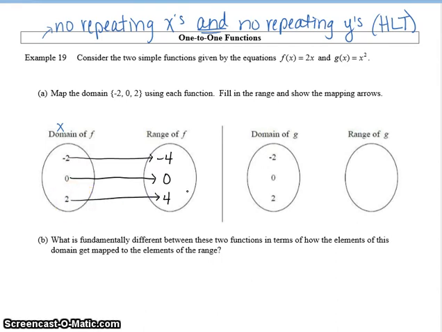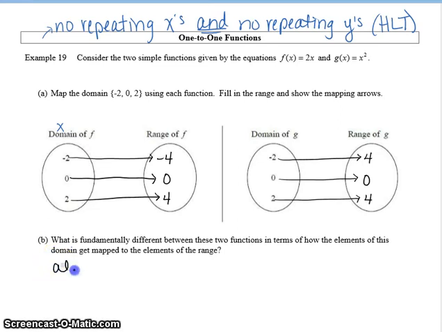You can do the same thing for the g function, but it's x squared. Be careful. Negative 2 squared is 4. 0 squared is 0. But 2 squared is also 4. Okay? So it's basically showing you that with this function, you get a y value or a range value that's repeating. So part B says, what is fundamentally different between these two functions in terms of how the elements of this domain get mapped to the elements of its range? Well, basically, you're just kind of noticing that all the values of the range in the f function are different, but some of the range values in the g function repeat.